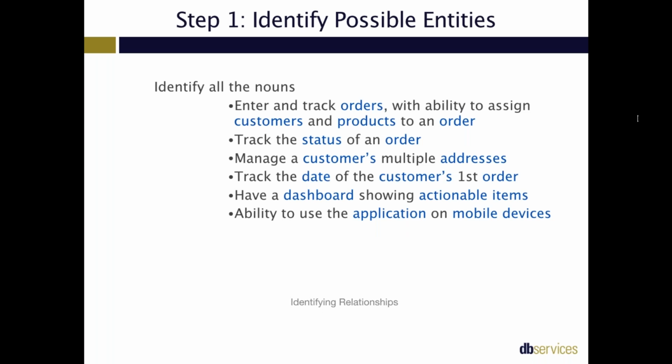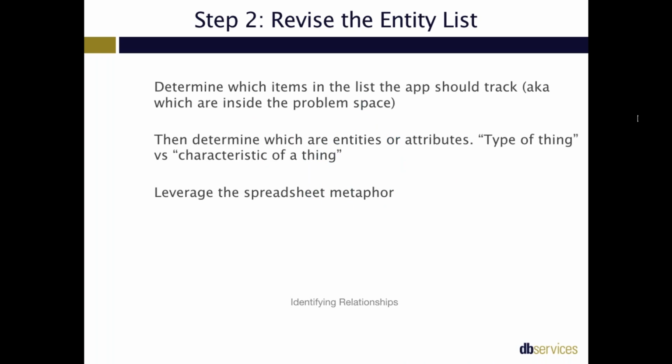Okay, so once you have a problem defined, step one to determine your data model is you need to identify possible entities. And to do that, you need to identify all the nouns in your problem statement. I've highlighted the nouns in blue. So orders, customers, products, status, dashboard, mobile device, etc. Now, you're going to get all those nouns. The thing with that is that it's a good first start, but you need to determine which items in that list your app needs to track, because not all those nouns do we need to track.